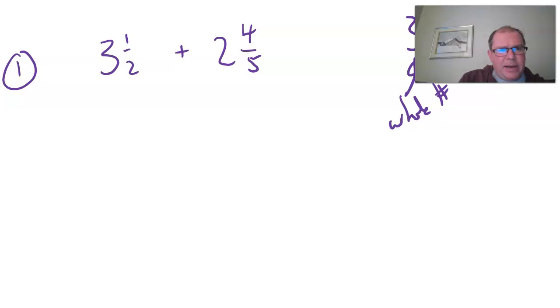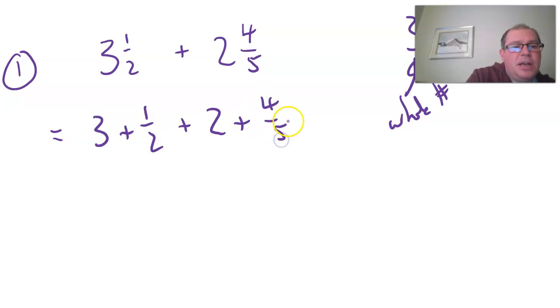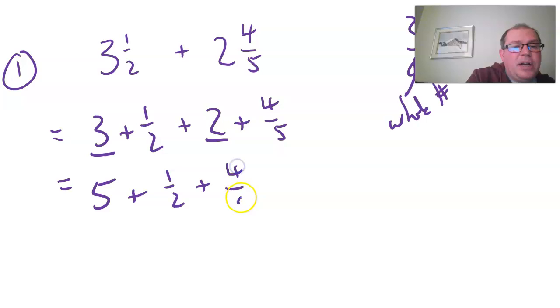So the adding, this is how I like to do the adding one. I like to think of 3 and a half as 3 add a half. And I like to think of 2 and 4/5 as 2 and 4/5. And what I'm actually going to do is add the whole numbers together. 3 add 2 is 5, and then use equivalent fractions to add a half and 4/5 together.